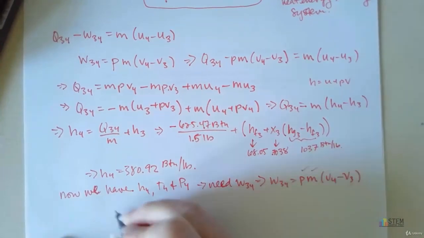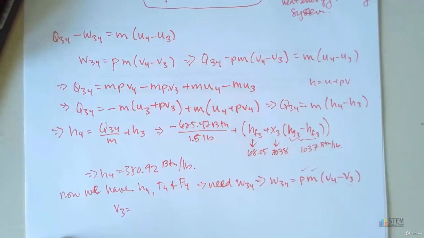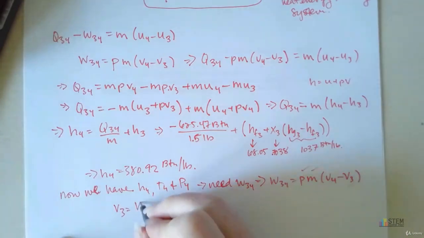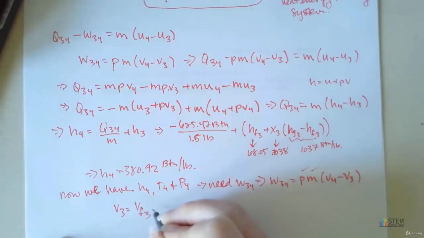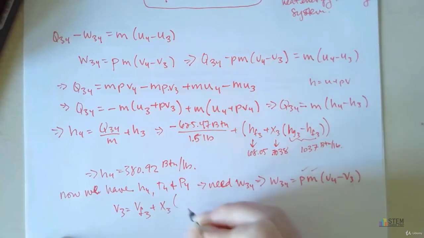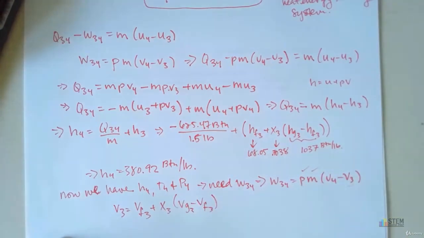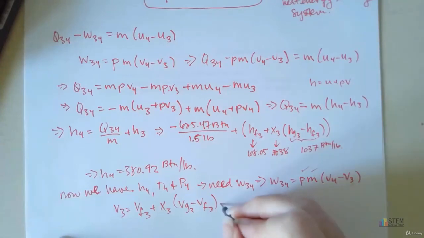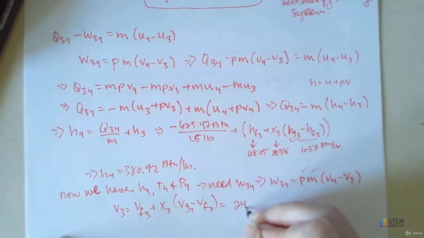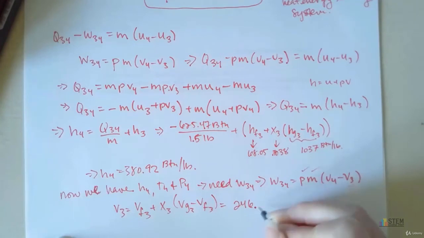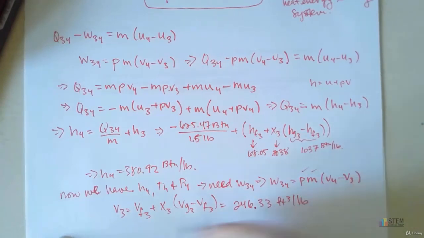So V3 first. You're just going to use that same equation that we had before. So VF plus the X times VG minus VF for state 3. So you just look up the values in that table for 100 degrees. And then you'll be able to find V3. If you do that, just to save time, I'm just going to write the number out. You get 246.33 cubic feet per pound.